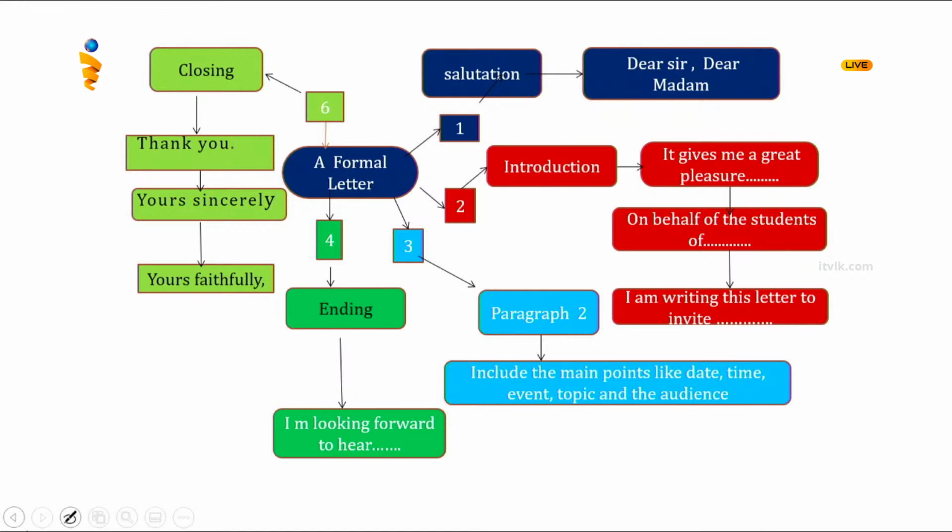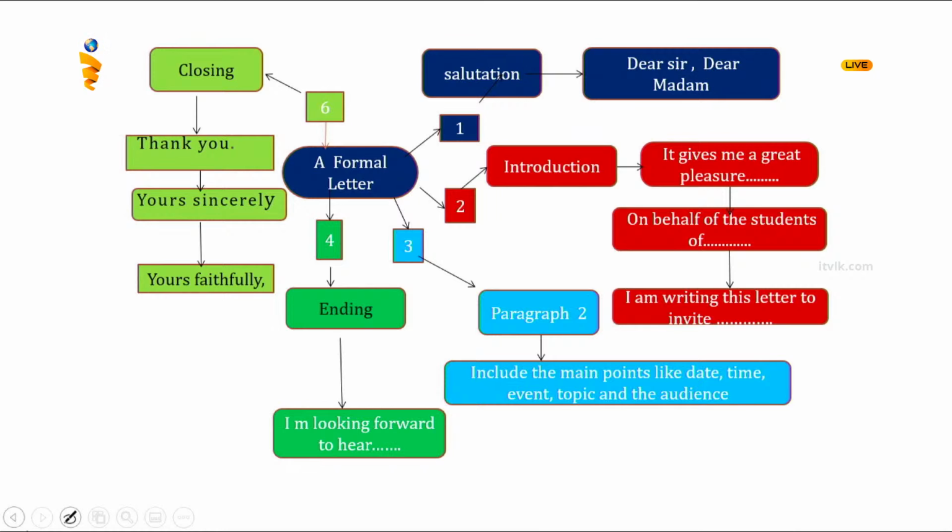That is what it means. I'm looking forward, a favorable reply. Right? Then the closing. In the closing, we write thank you. See the way I have written thank you. T should be capital and Y simple, then the full stop. After that, yours sincerely, comma should be there, and yours faithfully.